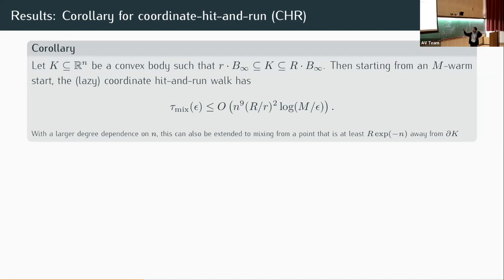You can convert it into a mixing time from any point that is at least e to the minus n distance away, very small distance away from the boundary. So as long as it is just this tiny bit away from the boundary, you have polynomial mixing time even from a single point.